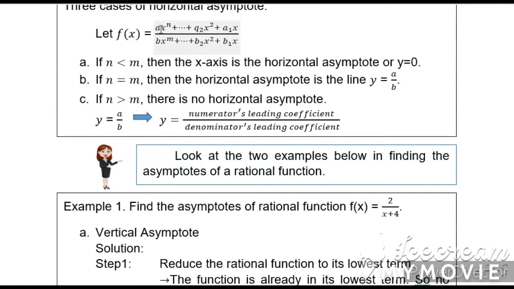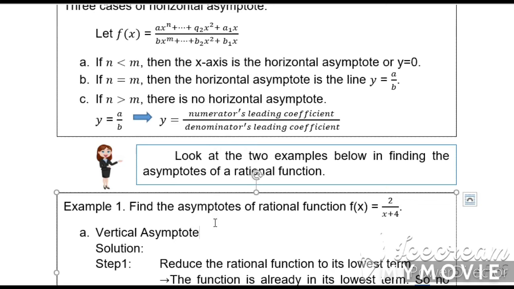Here is 1. Before the x variable, you can have a numerical number here, a over b. If n is greater than m, there is no horizontal asymptote. If the exponent n is greater than the exponent m, the degree of the denominator, then there is no horizontal asymptote. Y is equal to a over b, where y is equal to the numerator's leading coefficient over the denominator's leading coefficient.